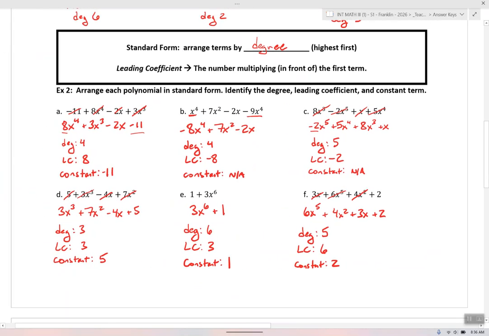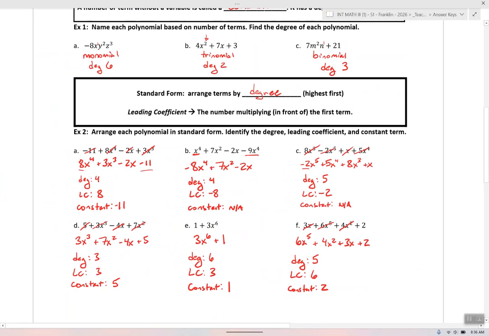Now this might seem pretty simple, but it's a good habit to get into, always writing a polynomial or an equation in standard form with the highest degree terms first, because whenever you're going to use polynomials to do any sort of operations or work with them, you're always going to want them to be in standard form so you can more accurately line them up and make sure that like terms get combined together correctly. So it's a great habit to get into, and this is good practice on that. So highest degree term first, and then down from there.